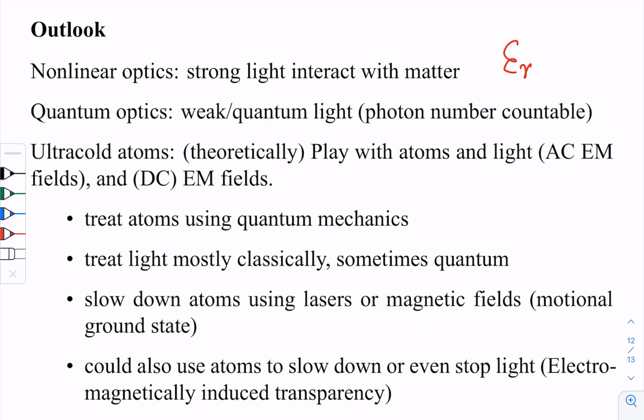Another way to slow down the atoms is to engineer some magnetic potentials to trap the atoms. But in any way, what we want to do is to put the atoms in a motional ground state. In this case, the temperature of the atoms will drop to almost zero temperature. So that's why it's called ultra cold atoms.